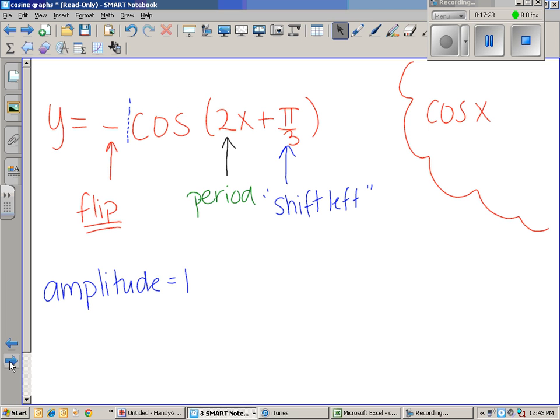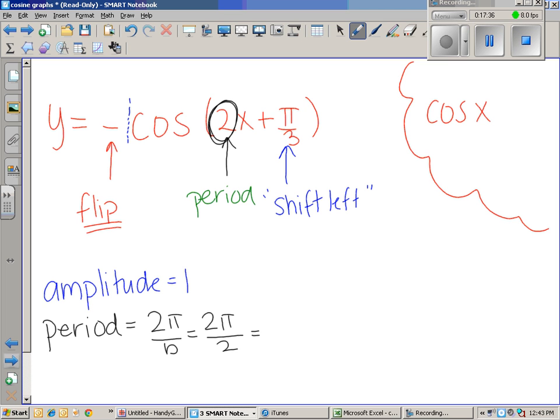Okay? Then we want to take a look at the period. So taking a look at the period, it's 2 pi over b. In our case, that's 2 pi over 2, which is going to be pi.